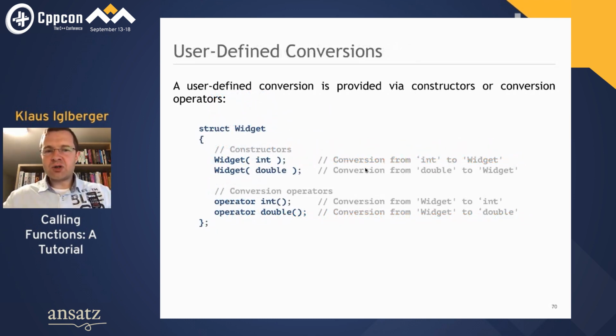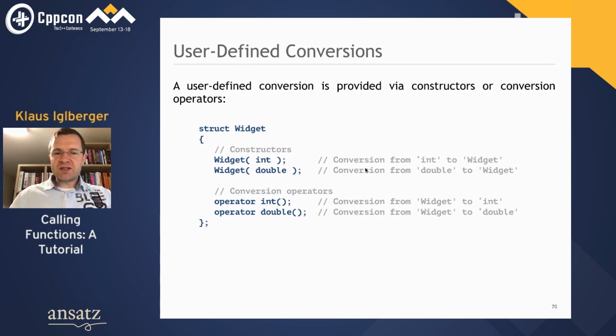Everything that goes beyond standard conversions is user-defined conversions. So for instance, if a widget class that I define myself has a constructor that takes an int and a constructor that takes a double, these two constructors, which both are non-explicit, can be used to convert from fundamental types to widget. And also, you could have in a class so-called conversion operators.